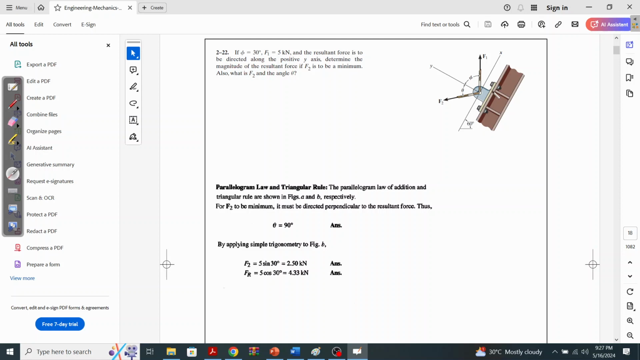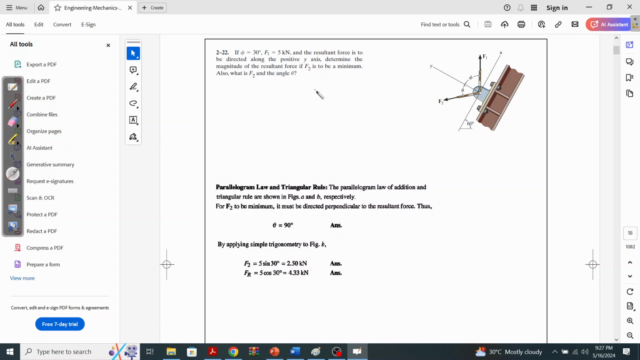Okay, so the problem at hand is very interesting. It says that if phi equals 30 degrees, and phi is the angle for F1, whose magnitude is 5 kilonewton, and the resultant force is to be directed along the positive y-axis. He says the resultant of F1 and F2, which is Fr, has to be directed along the positive y-axis. Determine the magnitude of the resultant force if F2 is to be a minimum. Then you also have to calculate the respective angle.